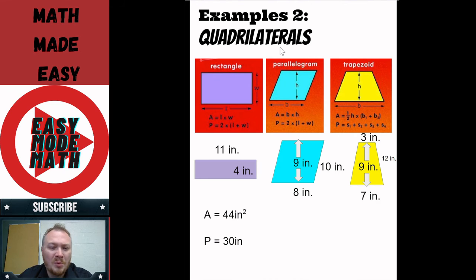Let's clean it up a little bit, just so you can see on screen, with a little bit less messiness in our work. Our area for the first one, 40 inches squared, perimeter of 30. The second one, 72 inches squared, 32 inches. Third one, 45 inches squared, 38 inches, in case that was a little hard to see.